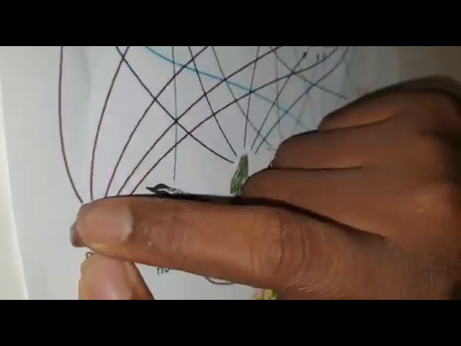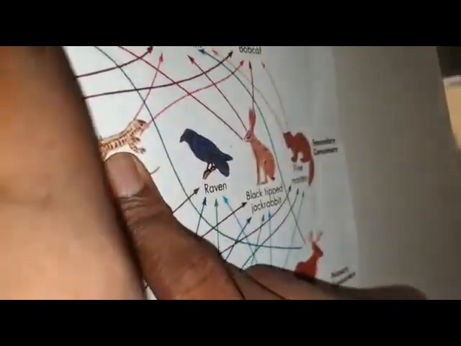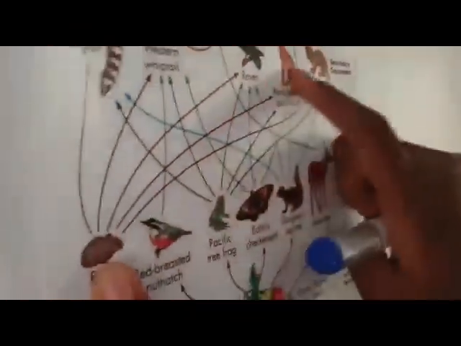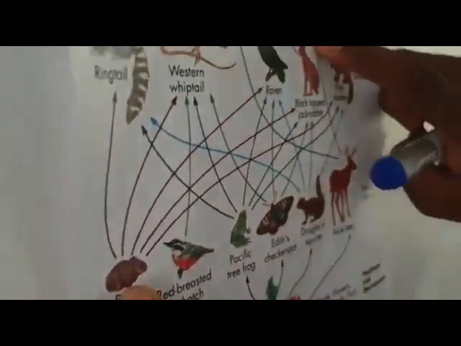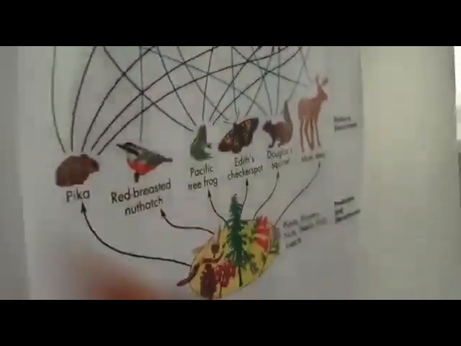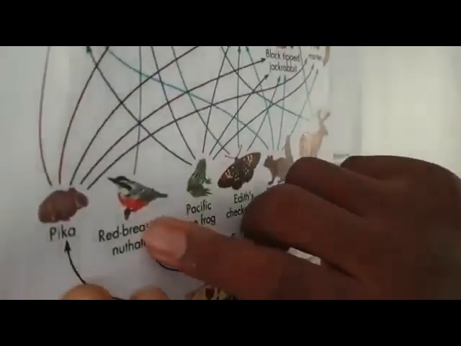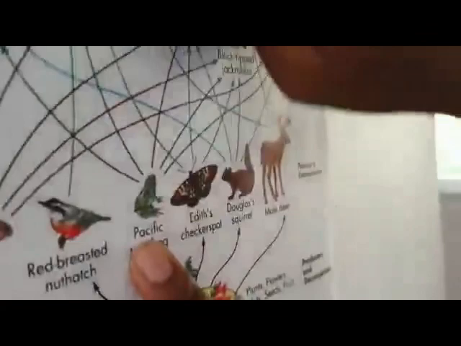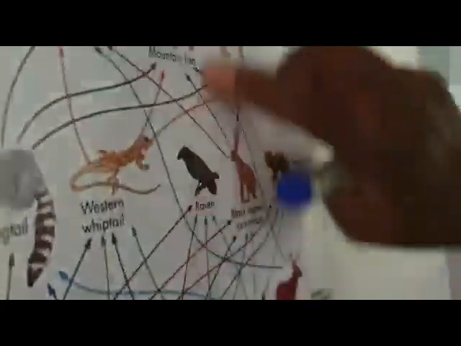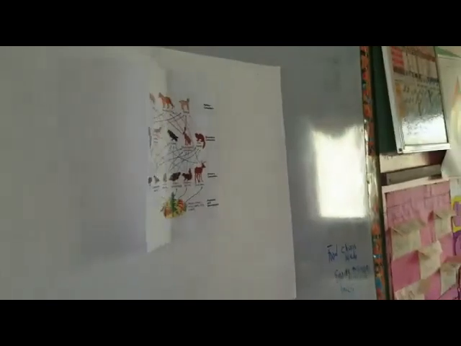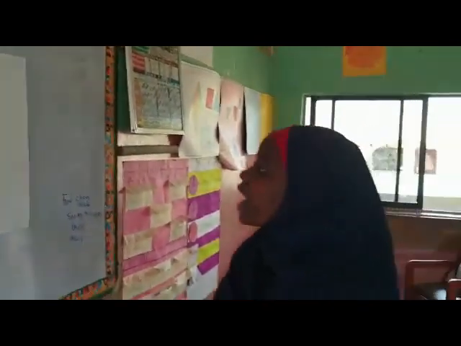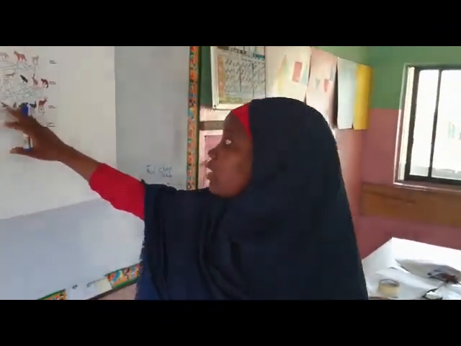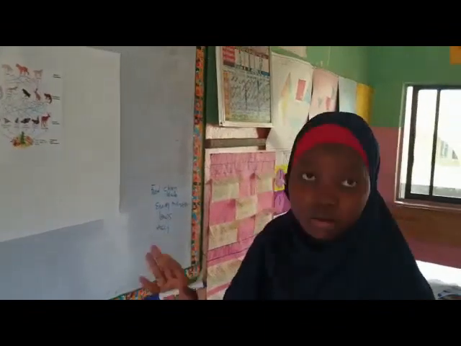This is one, two, three, four, five, six, seven, eight. That is for one. Then another one: 9, 10, 11, 12, 13, and so on and so forth. So when you are asked to identify how many food chains are in a food web, you just trace the arrow from the producer to the tertiary consumer.